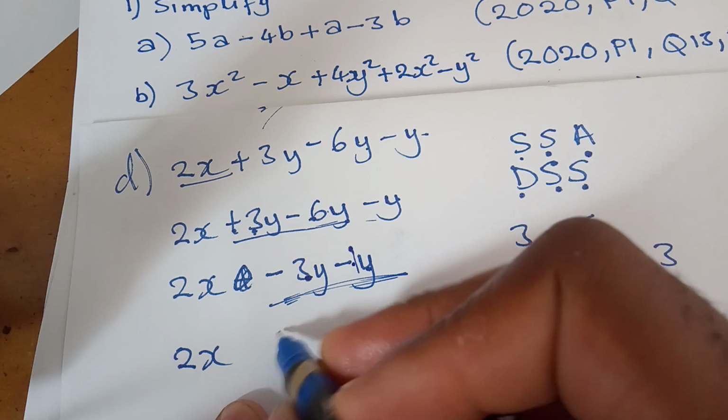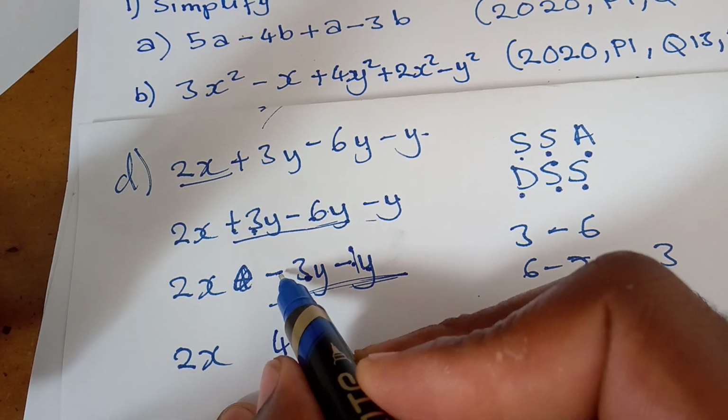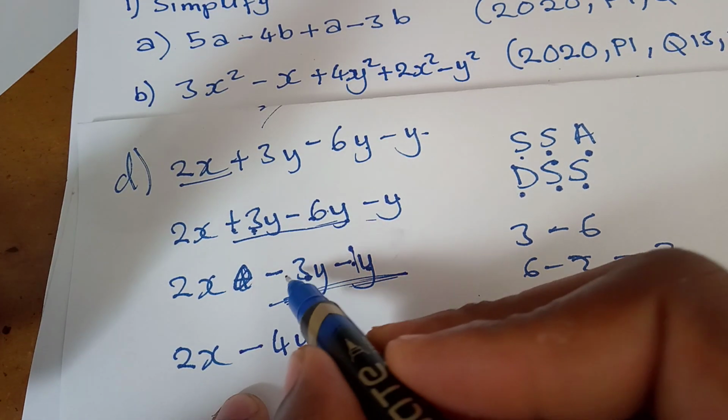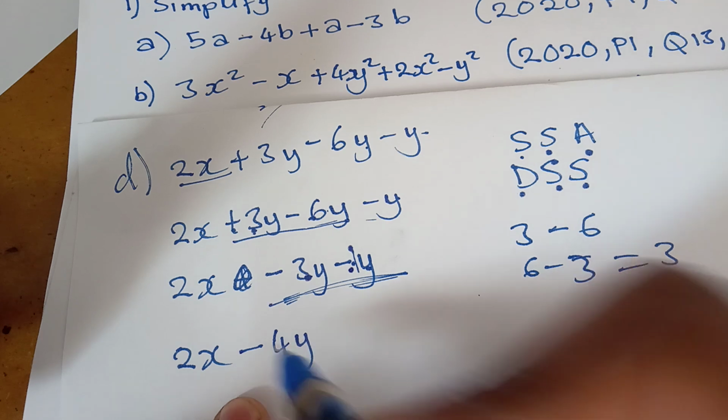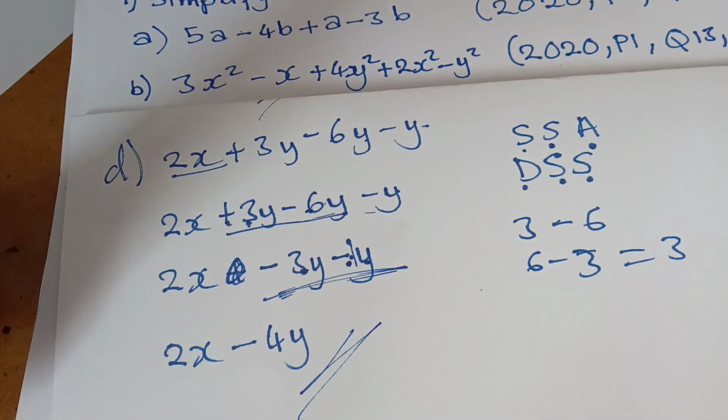So 3 plus 1, this one will be 4y. And then if you choose to get the sign from the bigger number, that will be a negative. If you choose to maintain the sign, you still have a negative. So this is the answer for part D.